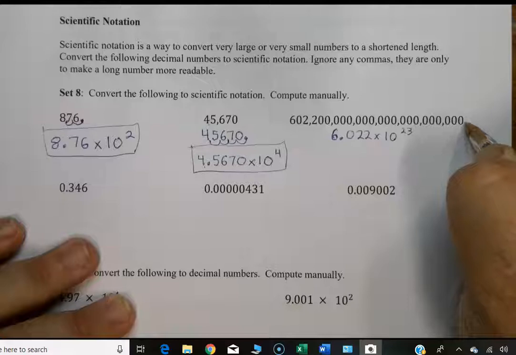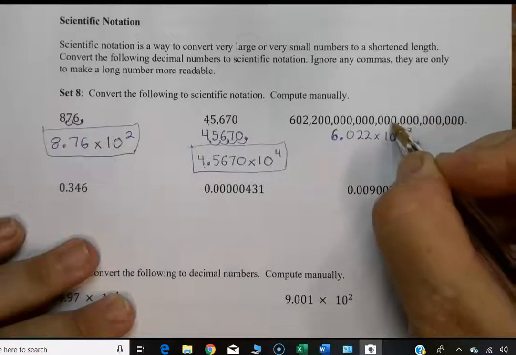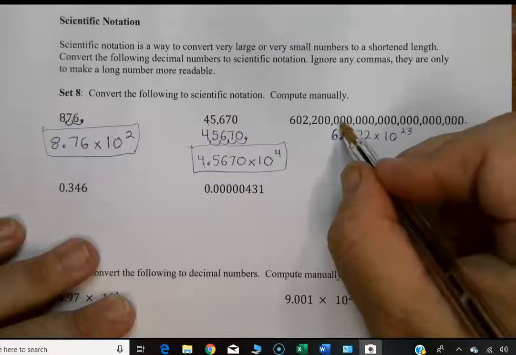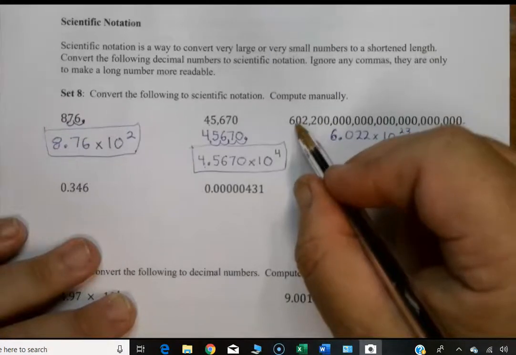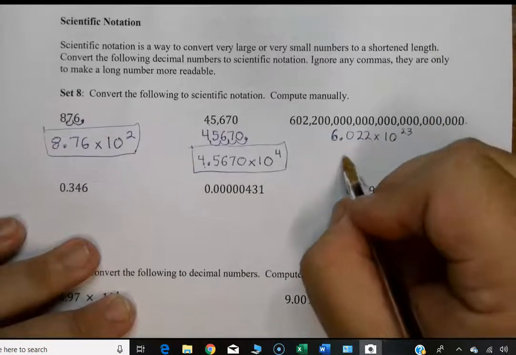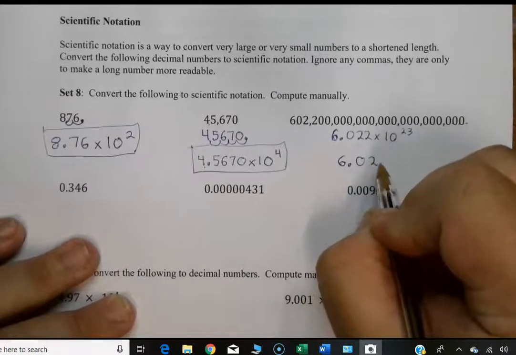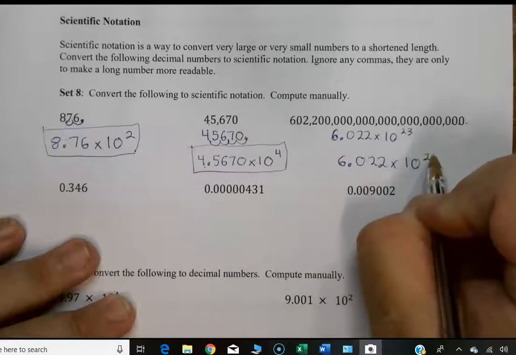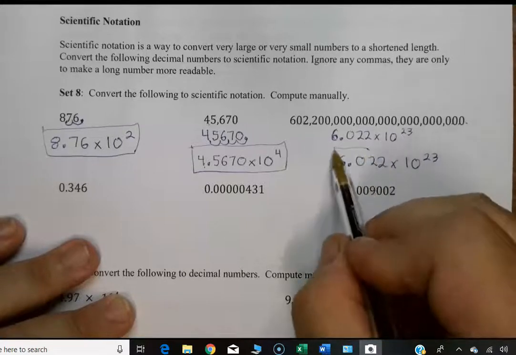Okay, let's do this one just for the heck of it, even though we already did it. The decimal here, we're going to move it over. I'm not going to draw the loops. 1, 2, 3, 4, 5, 6, 7, 8, 9, 10, 11, 12, 13, 14, 15, 16, 17, 18, 19, 20, 21, 22, 23. So I moved it to the right 23 places, and I made that 6.022 times 10 to the 23rd, and quite obviously that's a number bigger than 1, so that's a positive 23, and there's your answer.